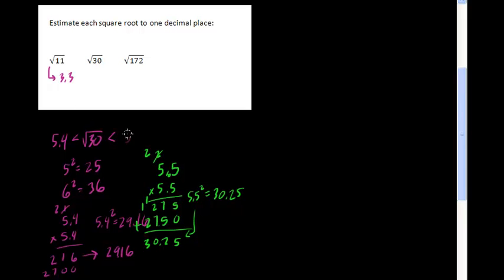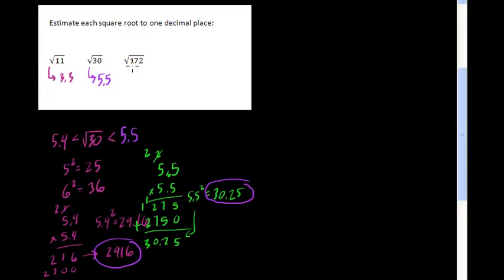So when we go back to the inequality we've written, we can say it's less than 5.5. It's between these two. And again, which one's it closer to? Well, is 30 closer to 30.25 or 29.16? It's closer to 30.25. It's only 0.25 away. So here, that means what? Well, I would use 5.5 as the square root of 30.